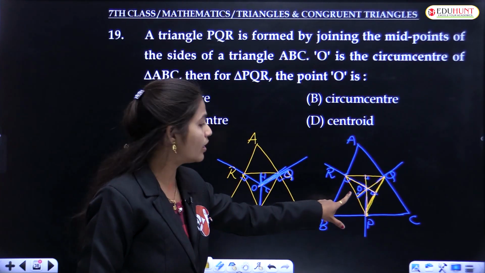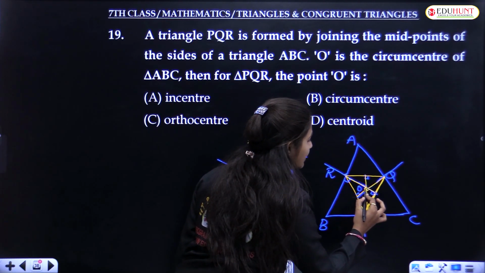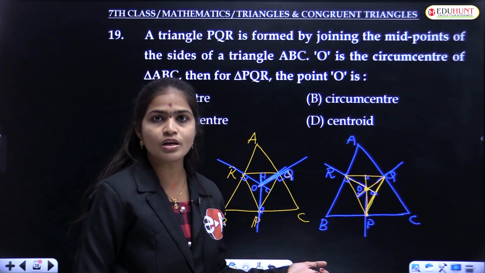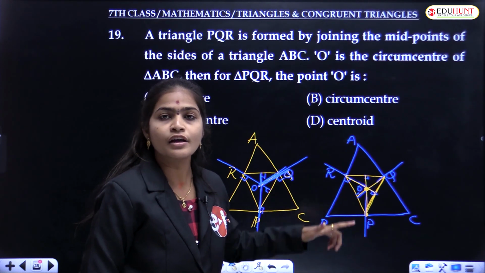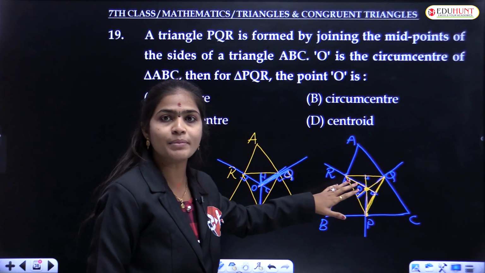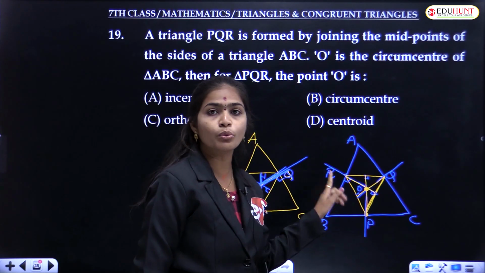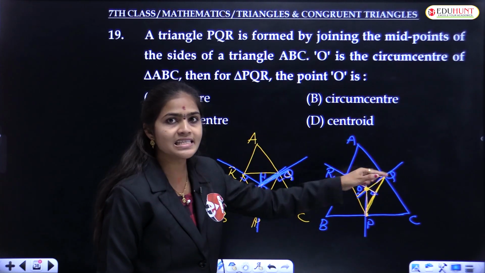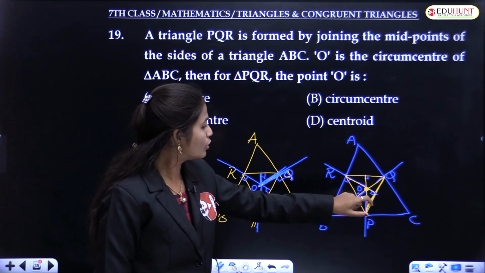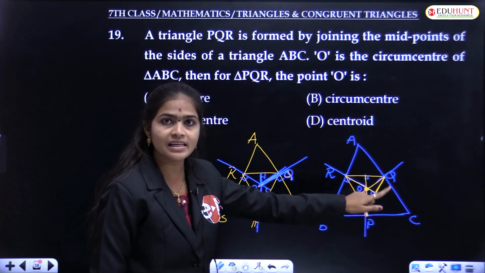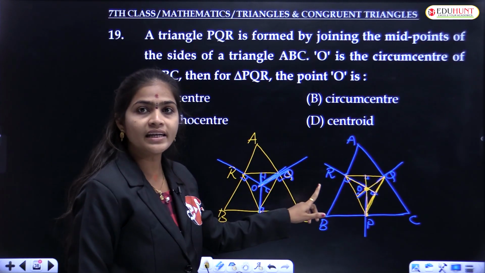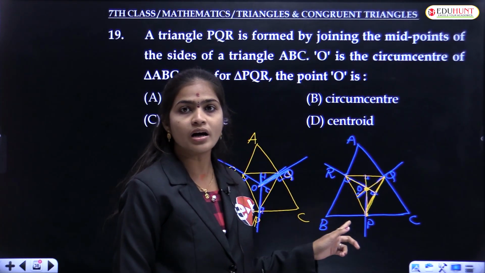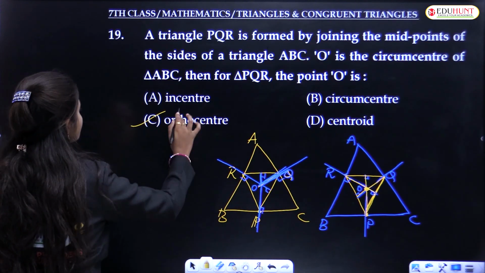With that yellow I drew one here, no? So this is another altitude. The point of concurrence of the altitudes of a triangle, we call the orthocenter. So the circumcenter of triangle ABC becomes the orthocenter of triangle PQR. Is it clear, children? For triangle ABC, these three lines are perpendicular bisectors, and the perpendicular bisectors become altitudes in triangle PQR. So the circumcenter of triangle ABC becomes the orthocenter of triangle PQR. So our answer is orthocenter.